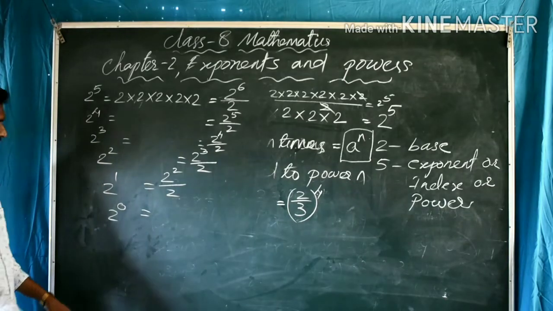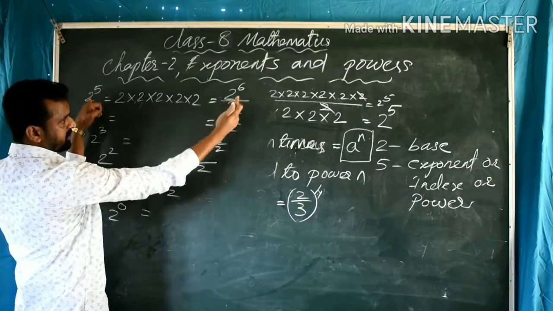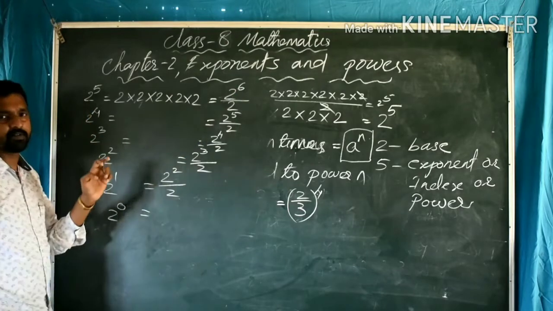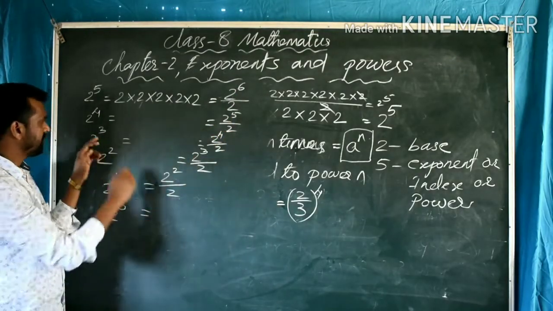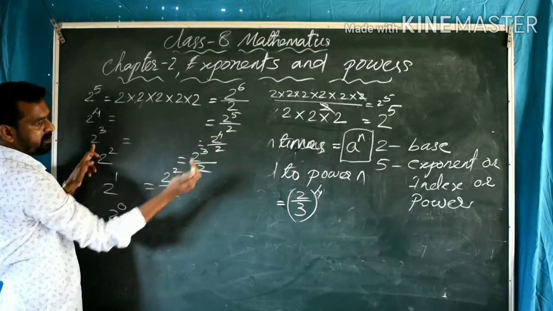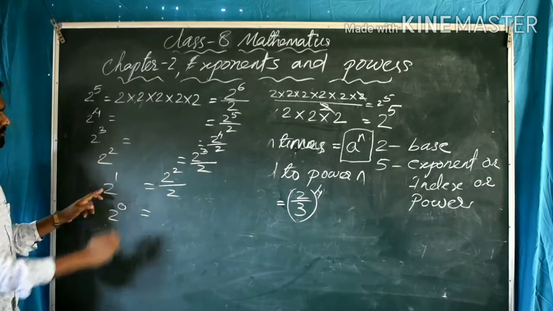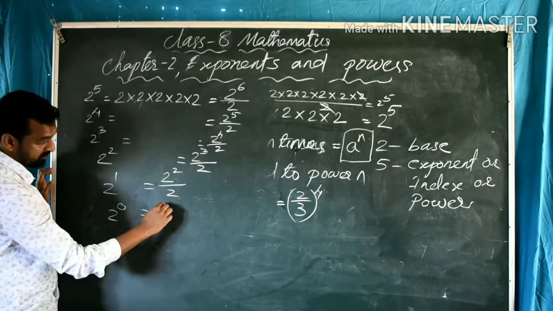2 raised to 0 is equal to, can you say what will come as the answer? 2 raised to 5 came from 2 raised to 6 divided by 2, that is 5 plus 1, 6. Then we have to divide by 2. 2 raised to 4, 2 raised to 5 divided by 2. 2 raised to 3, 2 raised to 4 divided by 2. 2 raised to 2, 2 raised to 3 divided by 2. 2 raised to 1, 2 raised to 2 divided by 2. 2 raised to 0, what will come as the answer?